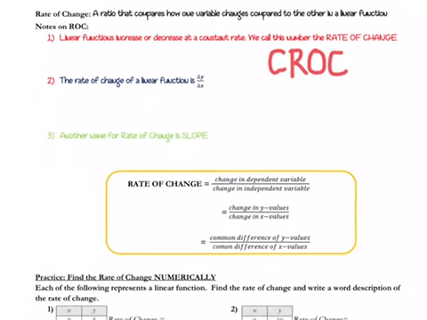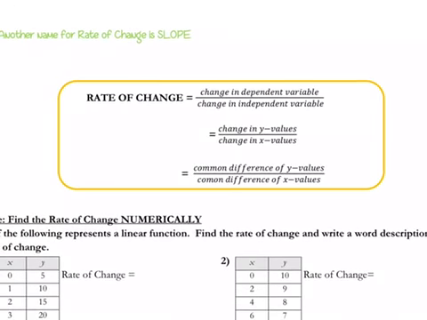Okay, so in this yellow box here, you're going to see that there's a few different ways that we can represent these, or a few different ways we can describe it, but they're all kind of describing the same thing. Which is the change in the dependent variable divided by the change in the independent variable, which is the same as the change in y values over the change in x values, or the change in the common differences of the x values and the common differences of those y values.